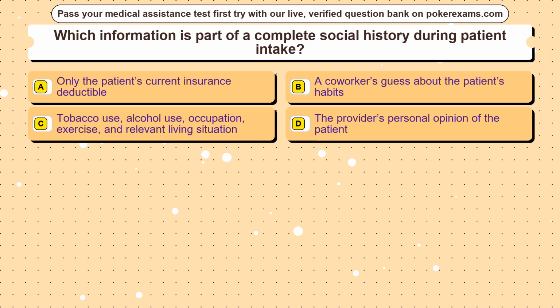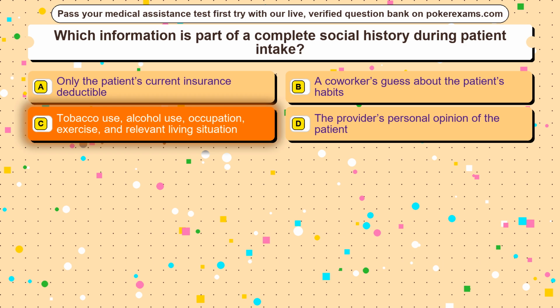Question 94. Which information is part of a complete social history during patient intake? Option A. Only the patient's current insurance deductible. Option B. A coworker's guess about the patient's habits. Option C. Tobacco use, alcohol use, occupation, exercise, and relevant living situation. Option D. The provider's personal opinion of the patient.